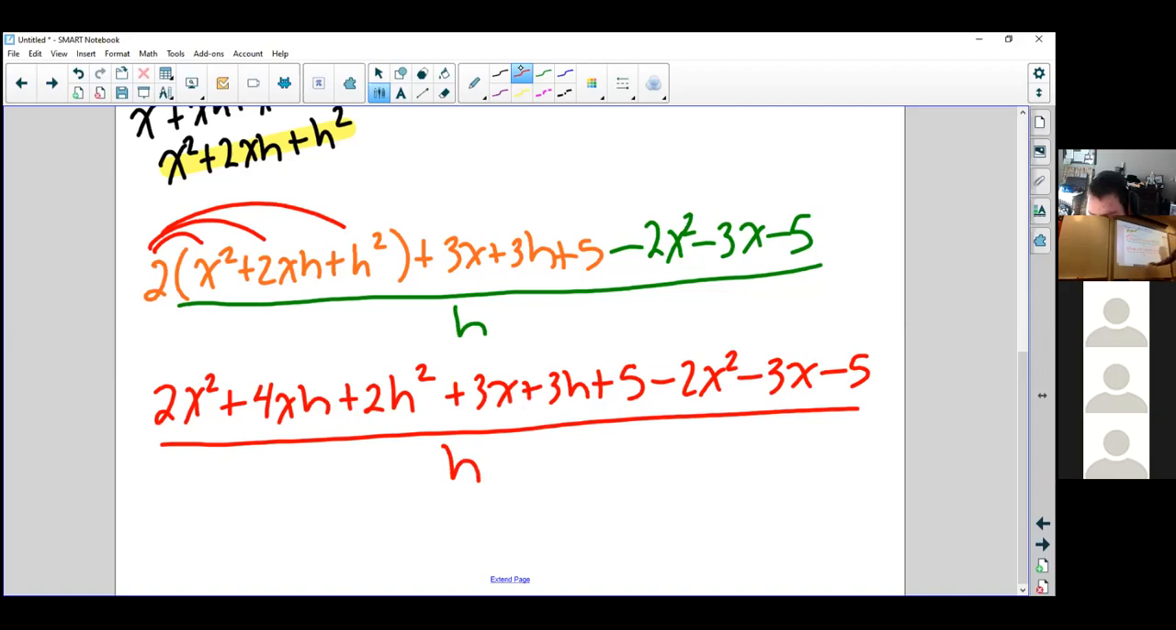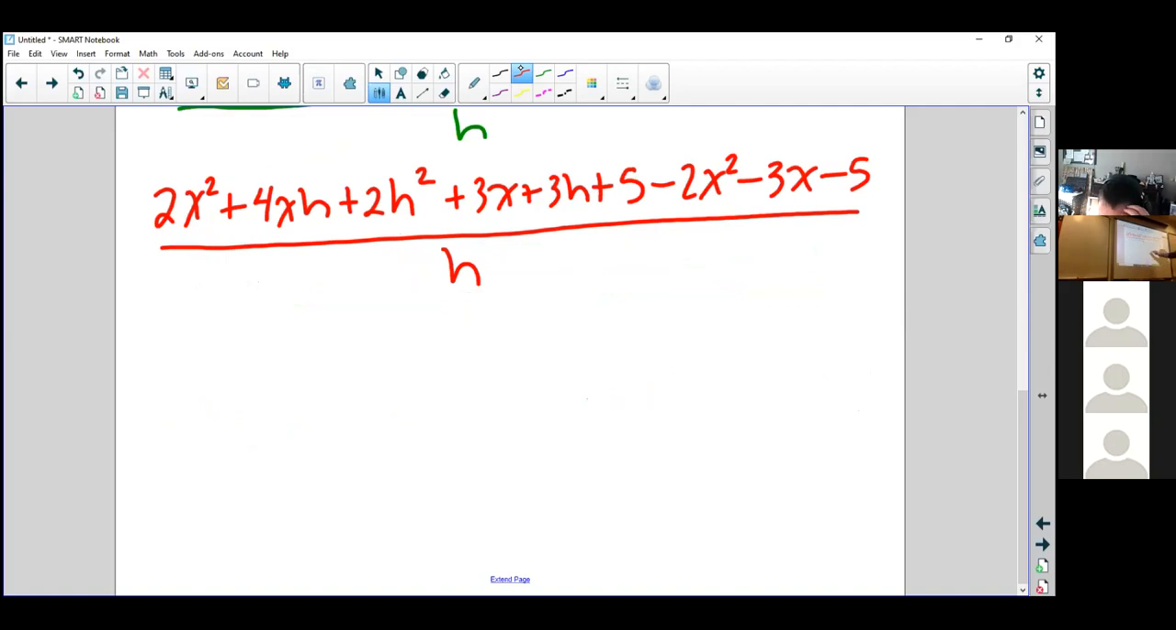Okay, so there's kind of a lot there. So let's start canceling some stuff out. 2x squared minus 2x squared, those are gone. Okay, what else? I have a 3x and a negative 3x. Those are gone. I have a 5 and a negative 5. Those are gone. I have no more like terms.